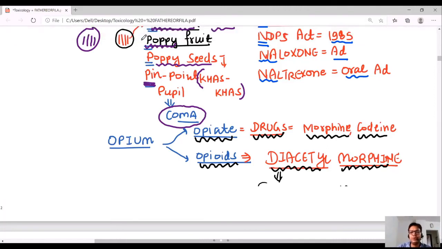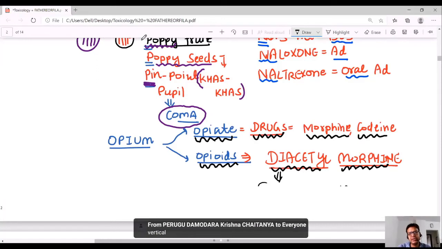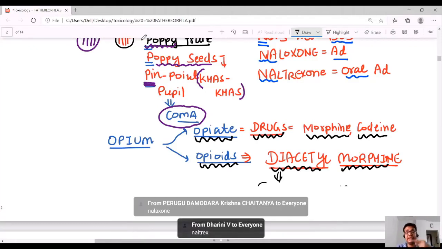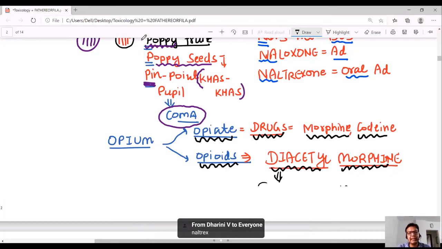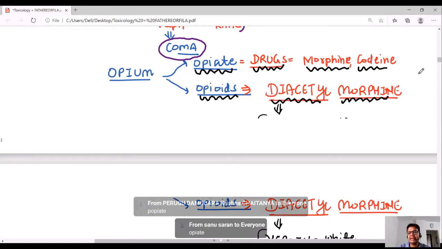Let's do some MCQs. Which incision to the poppy fruit is given? Horizontal or vertical? Vertical. Which is an oral antidote for opium? Naltrexone. Naloxone is the antidote of choice. Naltrexone is an oral antidote. NDPS Act was implemented in 1985. Drugs from opium are known as opiate or opioid. Yes, it is opiate.